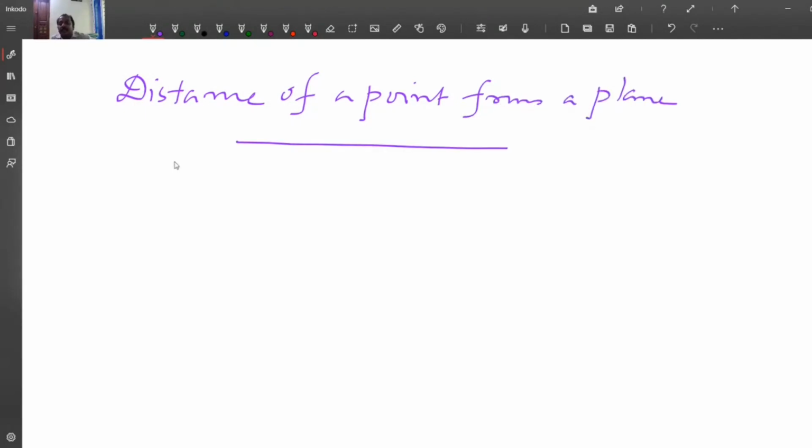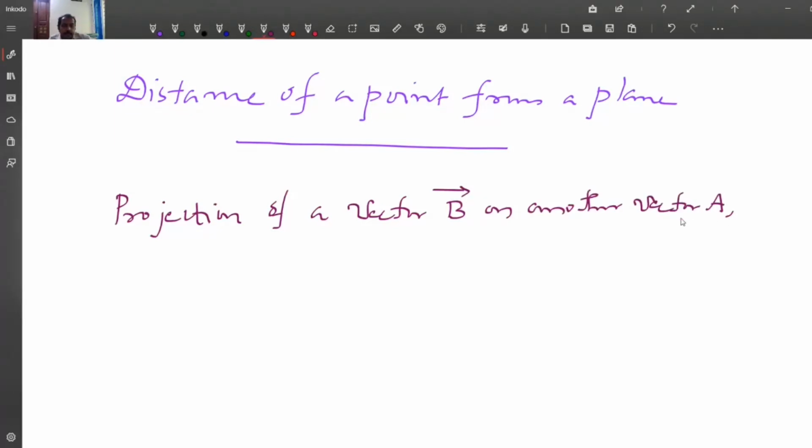For which we require the concept of projection of one vector on another vector. So we discuss projection first. Projection of a vector B on another vector A. Usually it is denoted by projection of B on A.